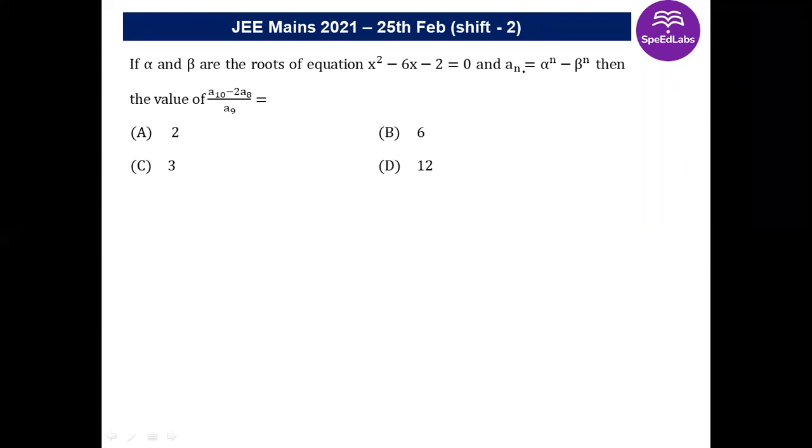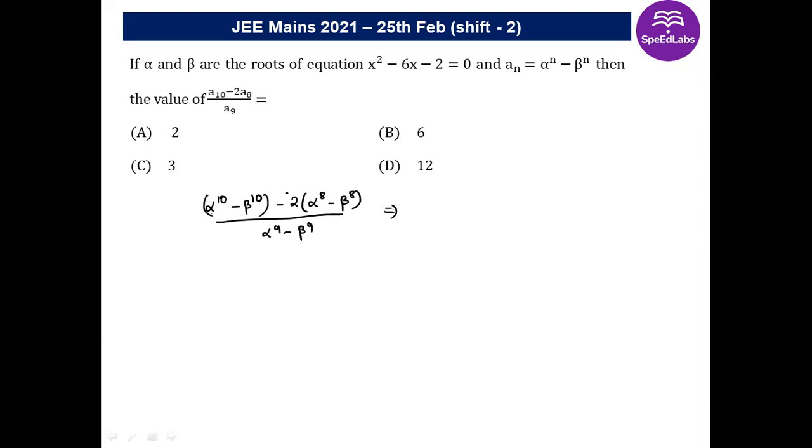So here if in an I put a10, that will be equal to alpha to the power 10 minus beta to the power 10, minus twice of a8, so that will be alpha to the power 8 minus beta to the power 8, and divided by a9, that will be simply alpha to the power 9 minus beta to the power 9. Okay, now let us try to simplify this.